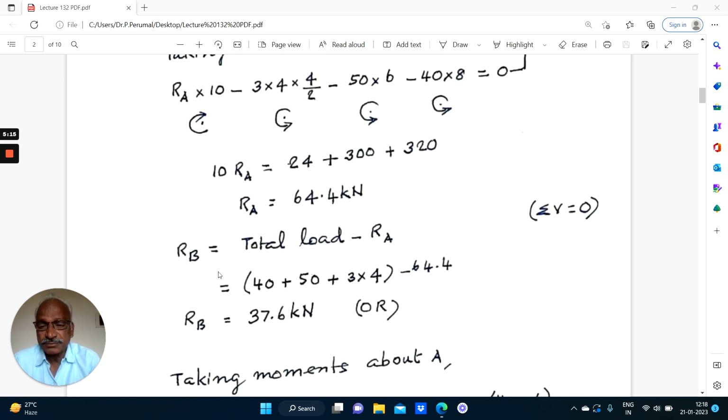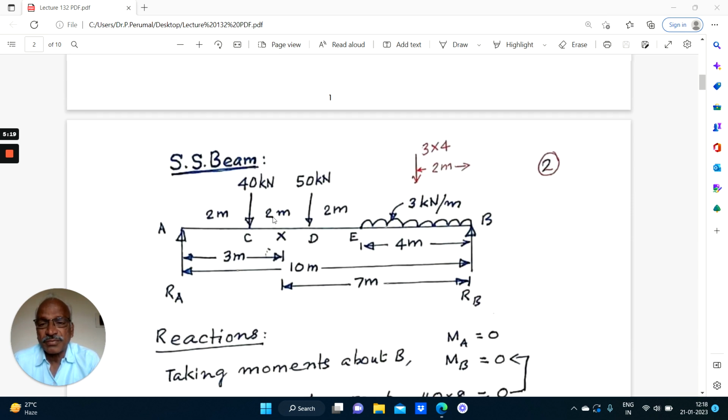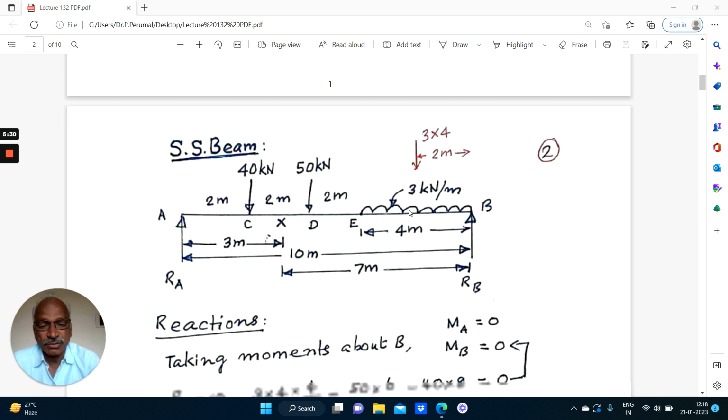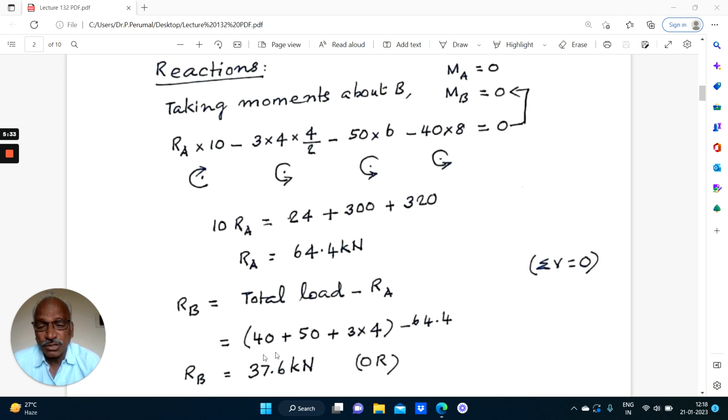RB is equal to total load minus RA. Total load is 40 plus 50 plus 3 into 4, 12. Total load is 90 plus 12, 102 kilonewtons. So RB equals 40 plus 50 plus 3 into 4, minus RA. Support A offers a reaction of 64.4 for the given load position. So RB equals 37.6 kilonewtons.